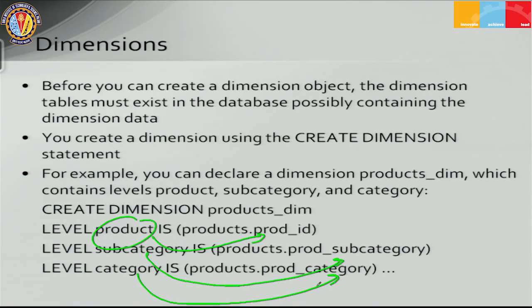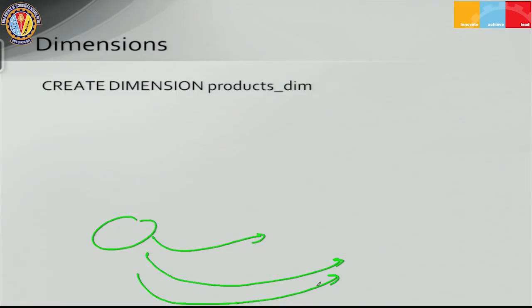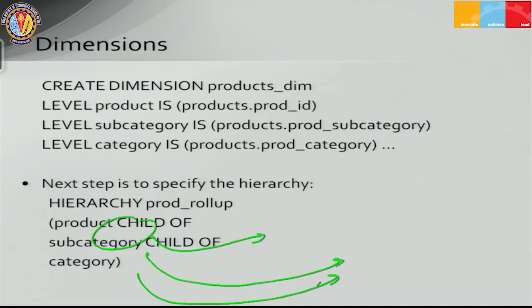Now once you have defined these levels, you have to define the position of these levels in the hierarchy, right? And for that you have to create a hierarchy, and you can appropriately give it a name. In this case, this hierarchy can be called the product roll-up hierarchy, or some name you can give to it. So let us see how it looks like. Create dimension, product dimension. This is the same thing, and then the next step is to specify the hierarchy.